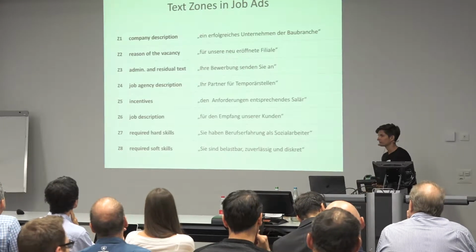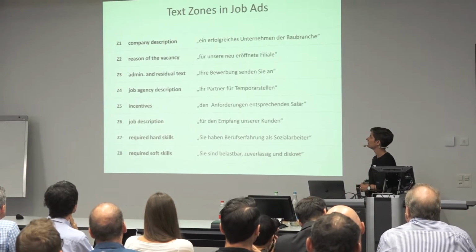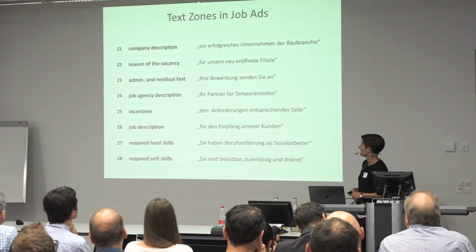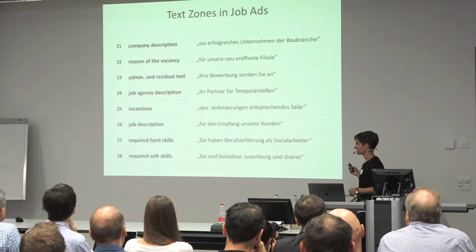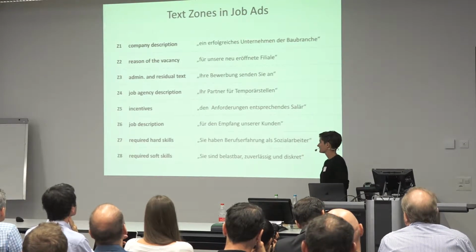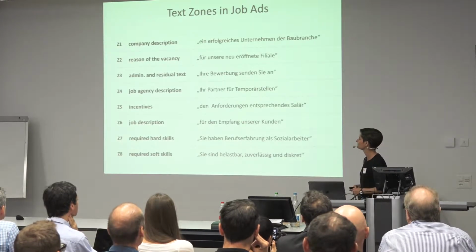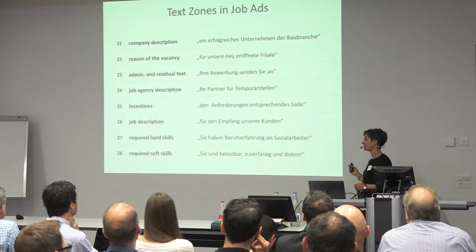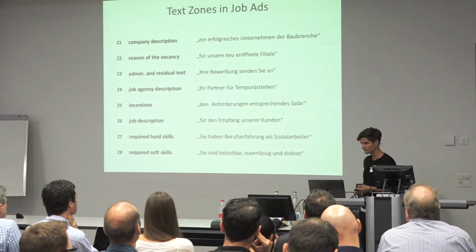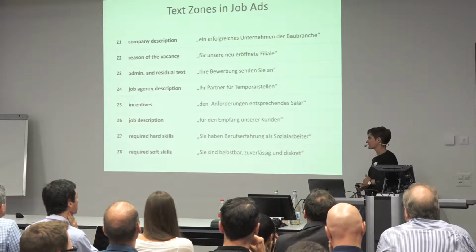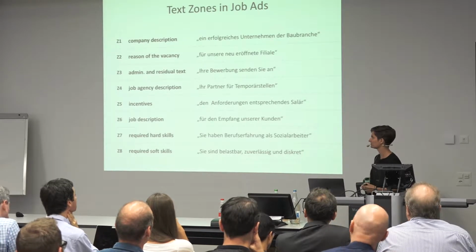The most important text zones for our own labor market research are Zone 1, the company description. This covers, for instance, a phrase like "ein erfolgreiches Unternehmen der Baubranche." Then Zone 6, the job description. It covers everything about the task, working conditions like working hours, and so on. Then Zone 7, the required hard skills like experiences, education, and so on. And required soft skills, Zone 8. A sentence like "Sie sind belastbar, zuverlässig und diskret" would be a part of this text zone.